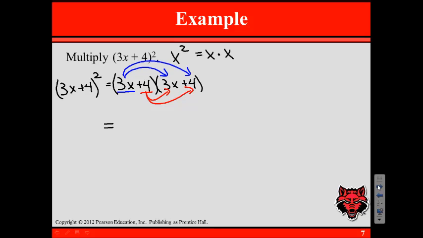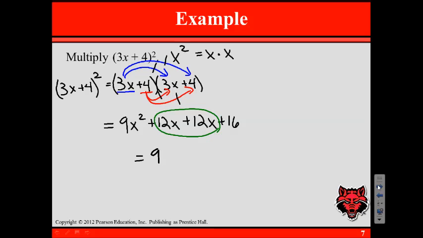And then let's write the product as we multiply. 3x times 3x, 3 times 3 is 9. X times x is x squared. The second product, 3 times 4 is 12, times x is 12x. Now the third product, 4 times 3x, 4 times 3 is 12, times x is 12x. And the last product, 4 times 4 is 16. We see that we have two like terms, 12x and 12x. When we combine those, we get 9x squared plus 24x plus 16.